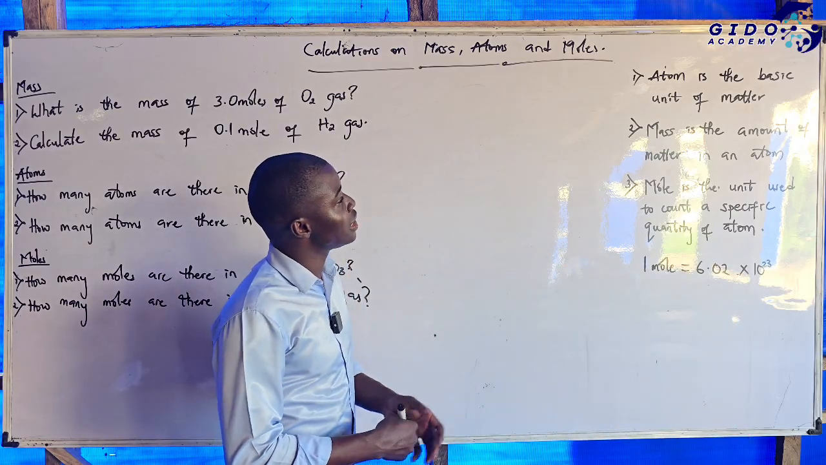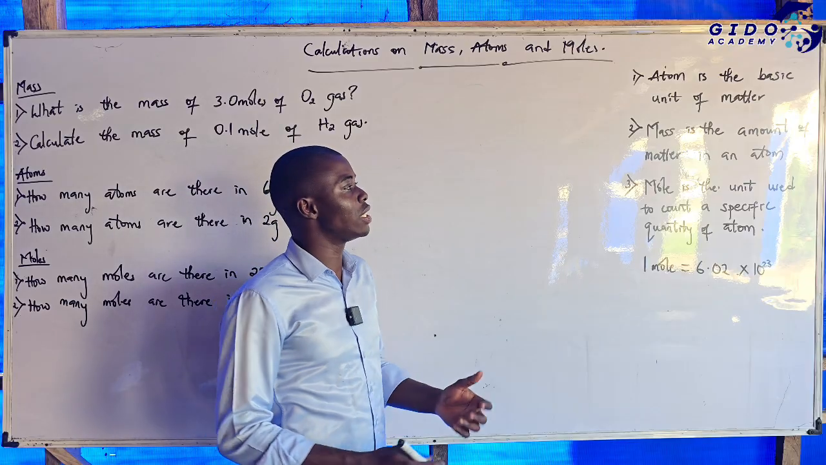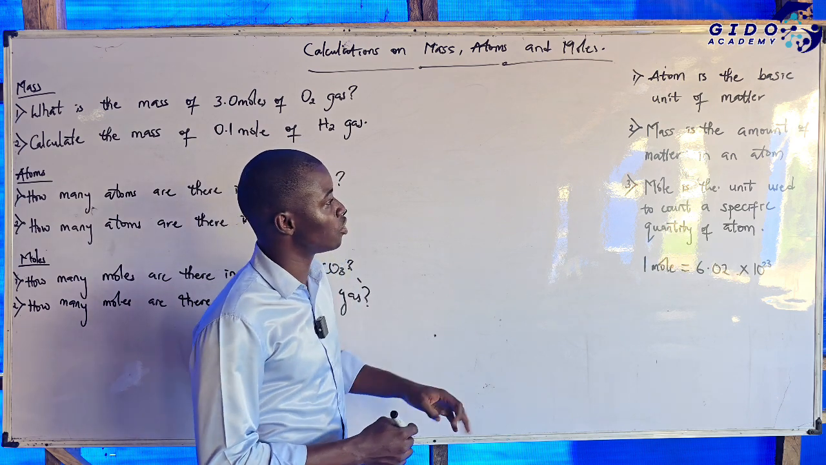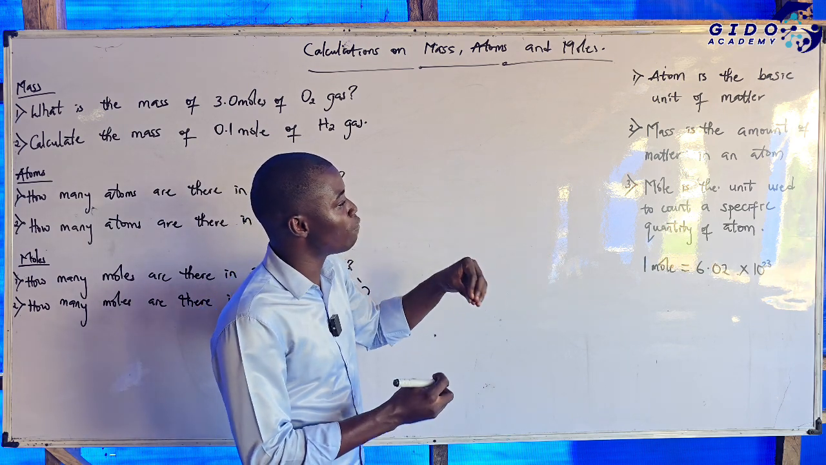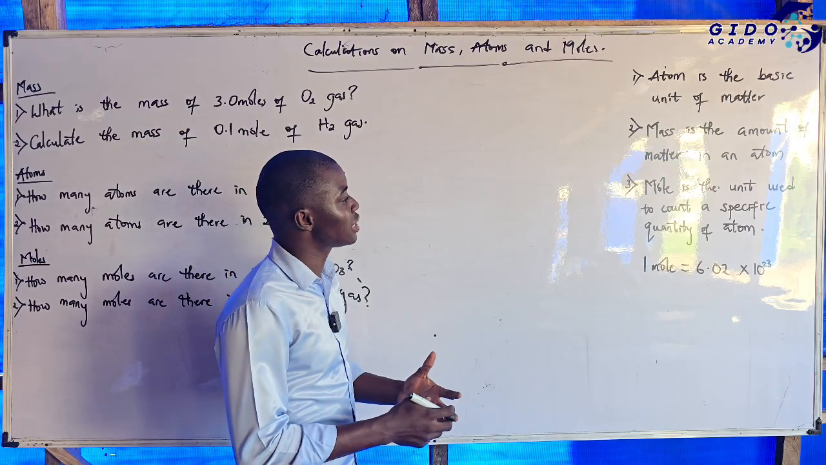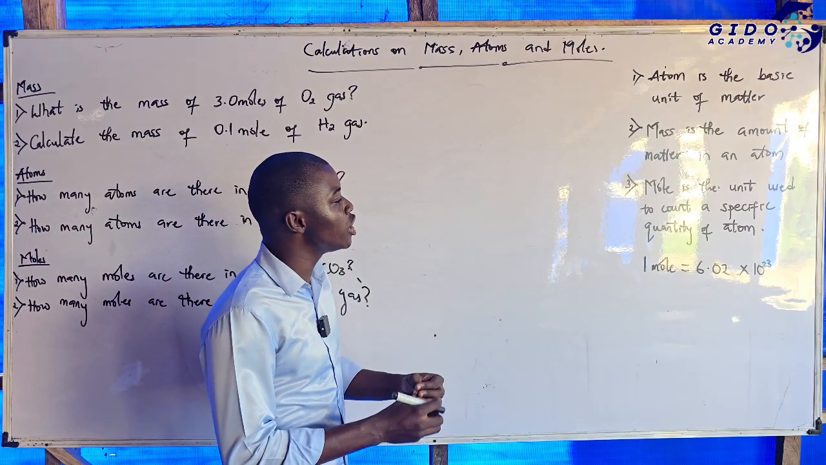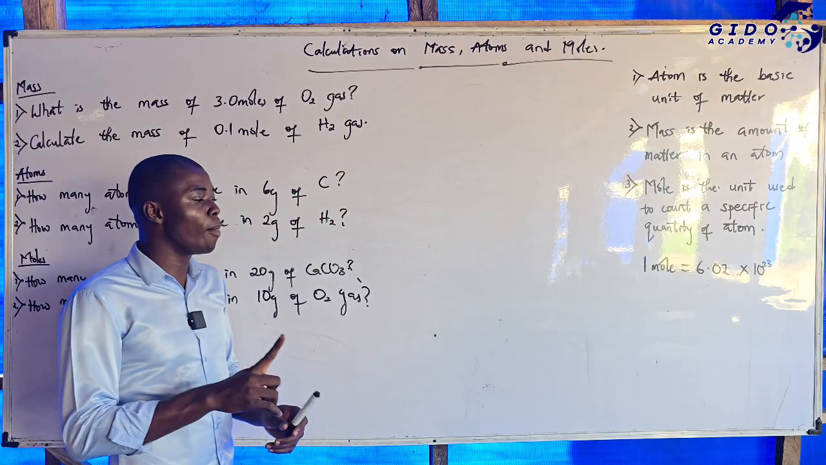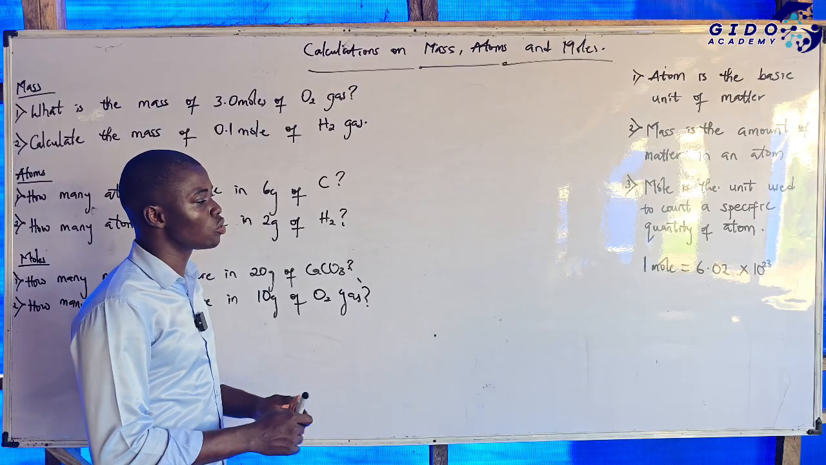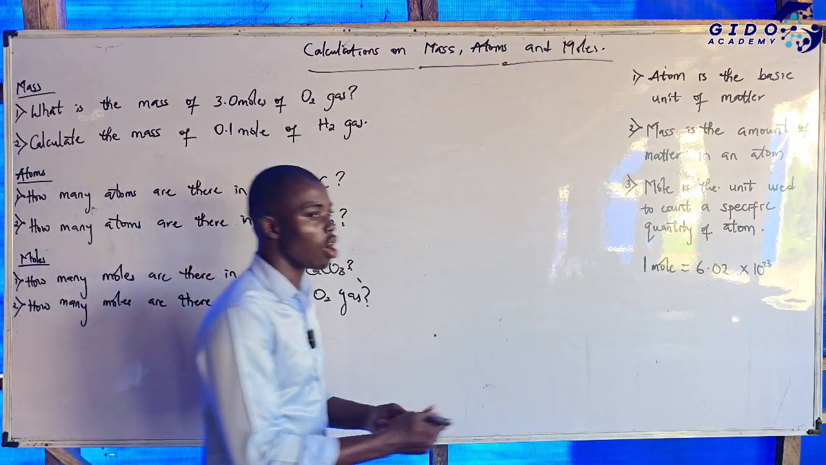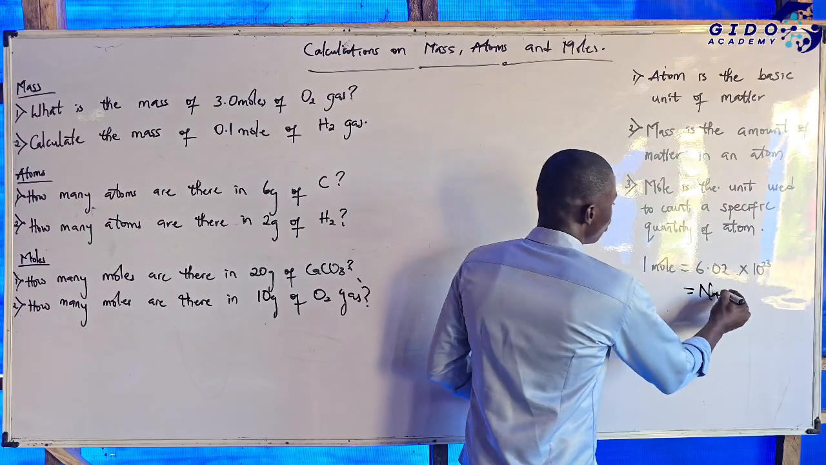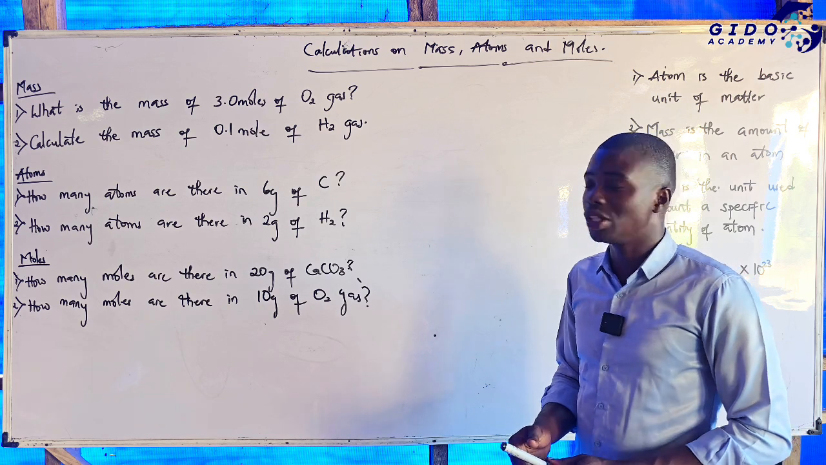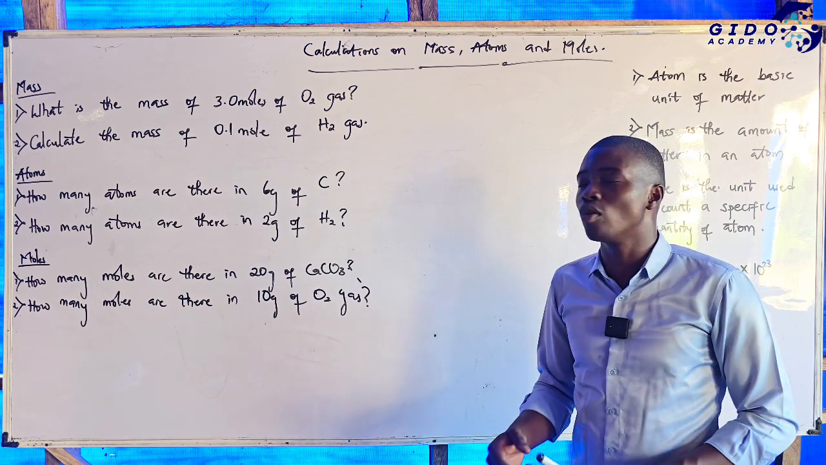The first thing that comes to your mind is an atom is a basic unit of matter, or we always say an atom is the smallest particle of an element which has a capacity to take part in a chemical reaction. Then what about mass? Mass is the amount of matter in an atom. While a mole is a unit used to count a specific quantity of atoms. We always say 1 mole is equal to 6.02 times 10 raised to the power 23, which is also known as our Avogadro constant. If you have a question like this: what is the mass of 3.0 moles of oxygen?